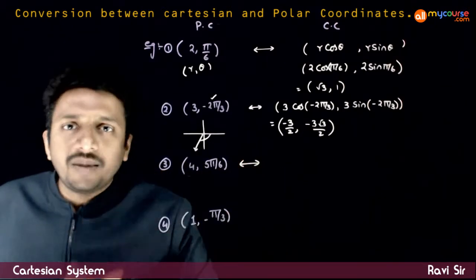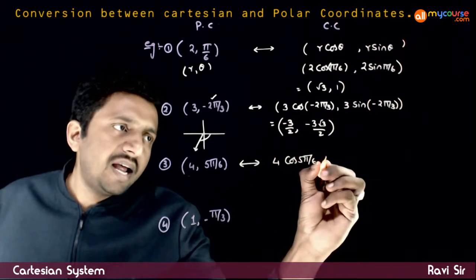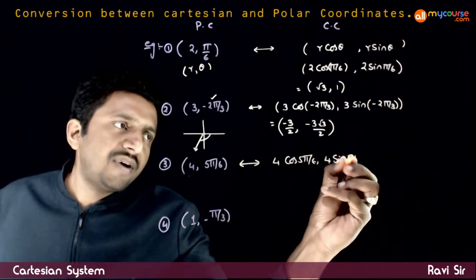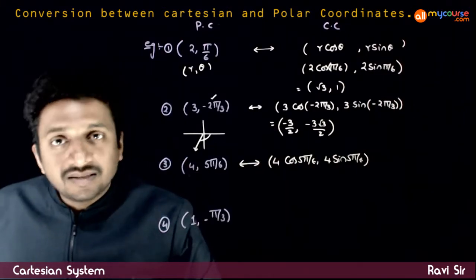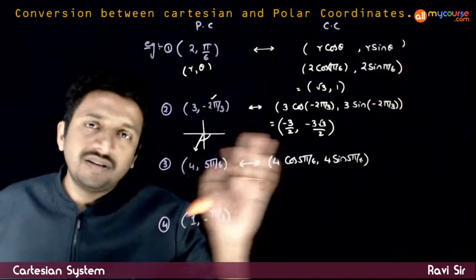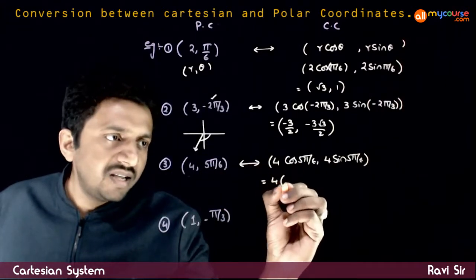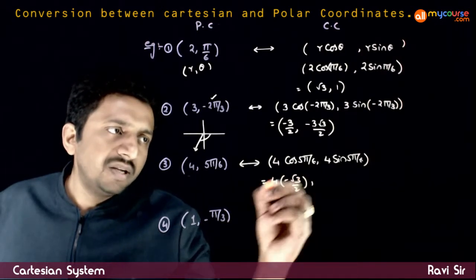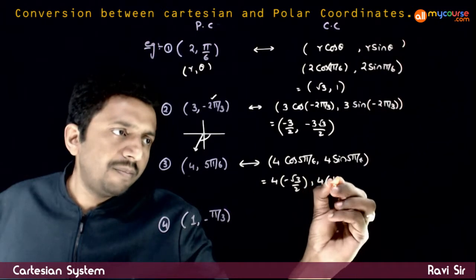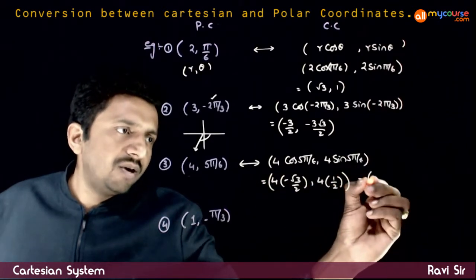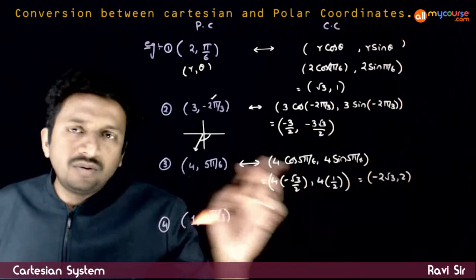Next, 4 comma 5 pi by 6. So 4 cos 5 pi by 6 and 4 sine 5 pi by 6. 5 pi by 6 is 150 degrees, second quadrant, cos is negative, sine is positive. So 4 times cos 5 pi by 6 is minus root 3 by 2 times 4, and 4 times sine 5 pi by 6 is plus 1 by 2 times 4. That is equal to minus 2 root 3 comma 2.